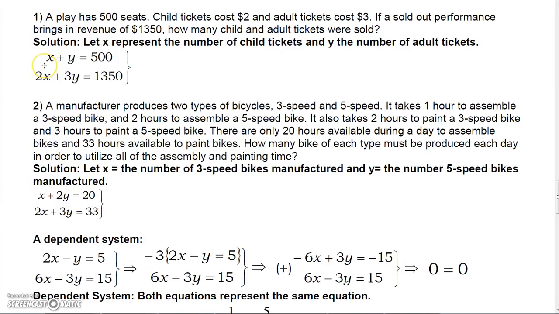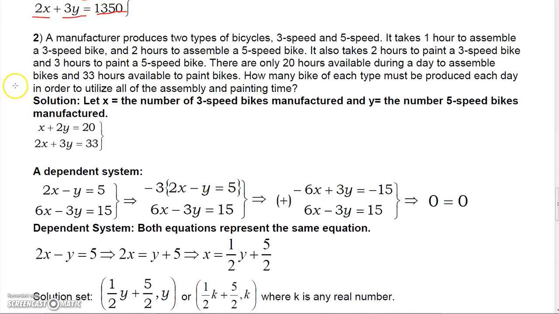In this example, we're given the total number of tickets is 500, so x plus y must equal 500. And then we're given that the price per adult ticket is $2, the price per child ticket is $3, and that we got a revenue of $1,350. So 2x plus 3y must equal a revenue of $1,350. And we're just setting these up, but you should be able to solve them.